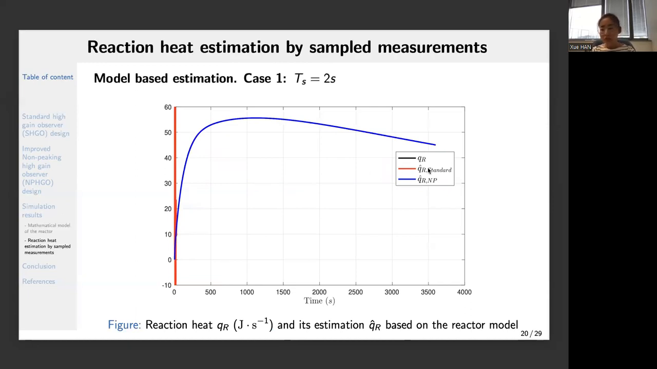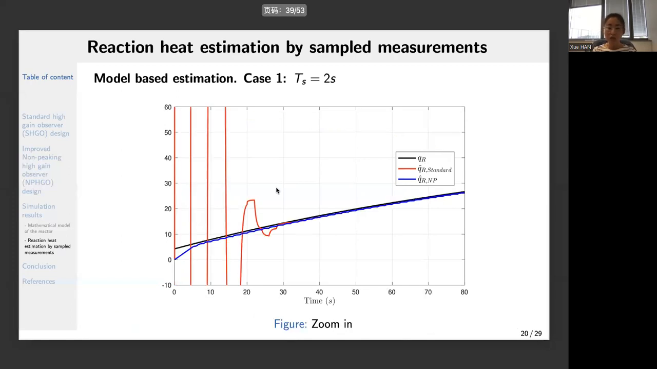Here also the black line represents the reaction heat coming from the reactor model, and the red line represents the estimated reaction heat from the standard observer. And the blue line represents the estimated reaction heat coming from the non-peaking observer. So when we focus on this, we can see that the red line, which represents the Q hat R from the standard observer, has a bigger peaking phenomenon.